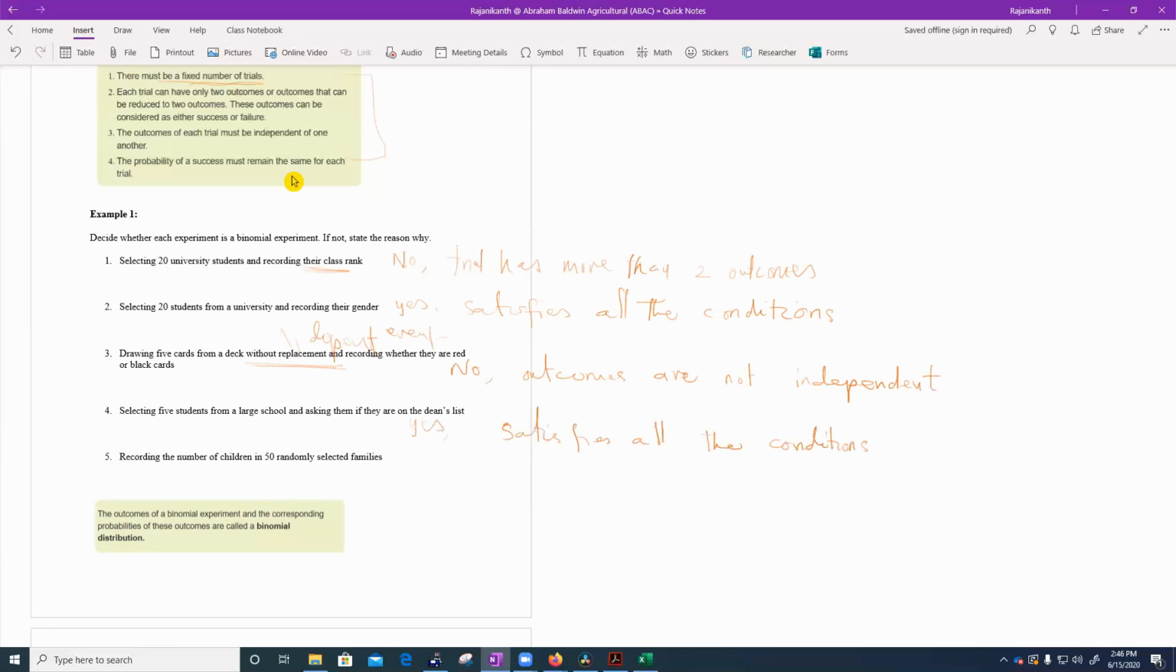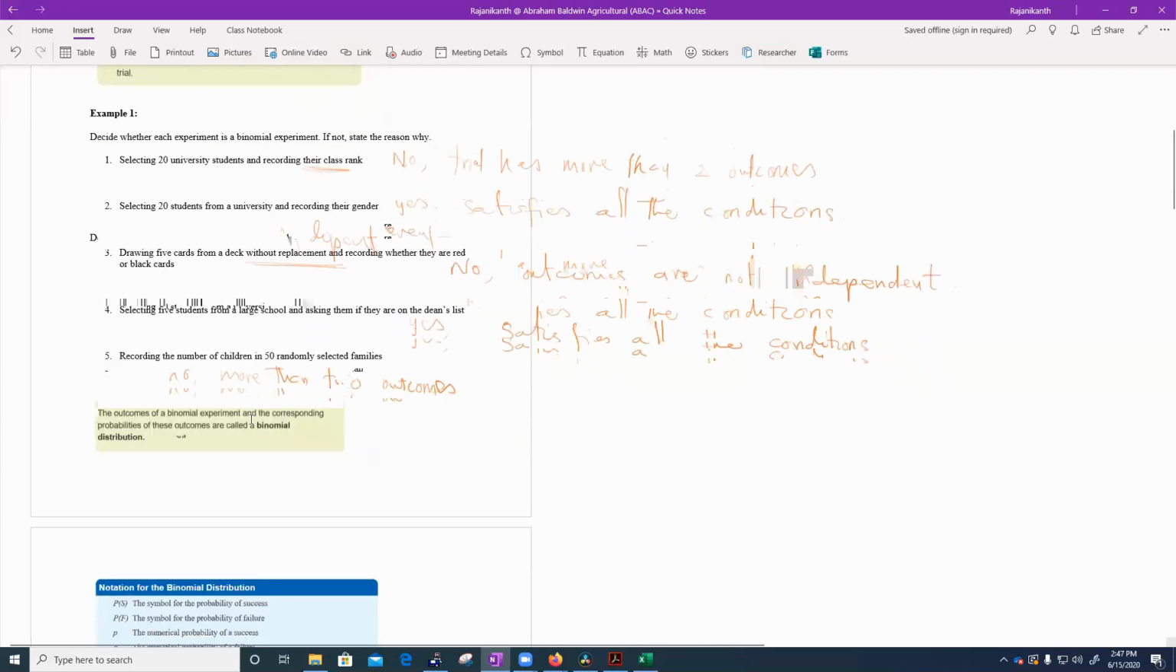Number five, recording the number of children in 50 randomly selected families. You go to 50 families and check one by one how many children they have. Of course, the answer is that we have more outcomes, not exactly two. Therefore, this is no, because there are more than two outcomes. So this is the way to identify whether a given experiment is binomial or not.